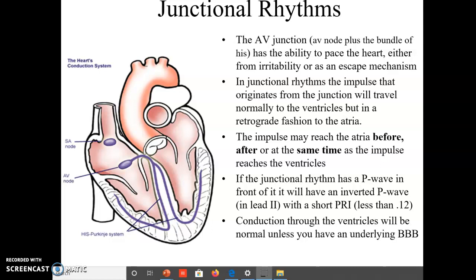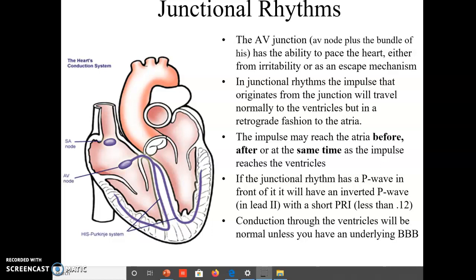And then they found that the pacing cells were in that area where the AV node and the bundle of His actually connect together. So now they're referred to as junctional rhythms. Our junction has the ability to pace the heart either from irritability or as an escape mechanism. Now, in junctional rhythms, the impulse that originates from the junction is going to travel through the ventricles normally, but it will go in a retrograde fashion, a backwards fashion, to depolarize the atria. The impulse can reach the atria either before, after, or at the same time the impulse reaches the ventricles.